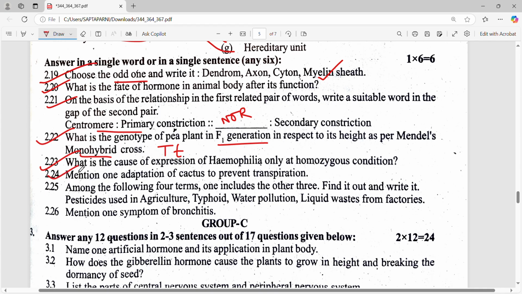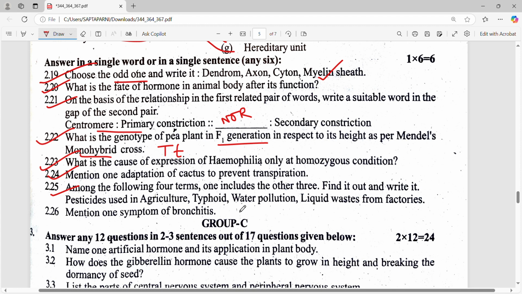Next, mention one adaptation of cactus to prevent transpiration. To prevent transpiration, cactus converts its leaves into spines, which is a type of morphological adaptation. Next, among the following four items, one includes the other three. Which one is that one term? Pesticide used in agriculture, typhoid, water pollution, liquid waste from factories.